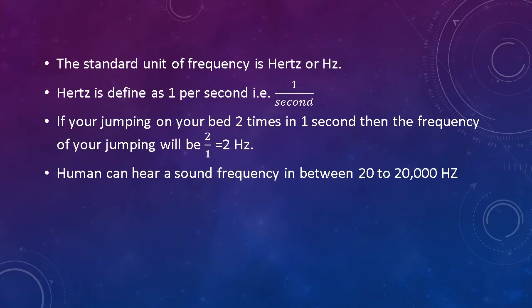Now the standard unit of frequency is hertz or Hz. Just like unit of measurement is gram or kilogram. So hertz is defined as 1 per second, that is 1 by second. So if you're jumping on your bed 2 times in 1 second, then the frequency of your jumping will be 2 by 1, that is equal to 2 hertz. A human can hear a sound frequency in between 20 to 20,000 hertz. That is a sound signal that we can hear as a human being.